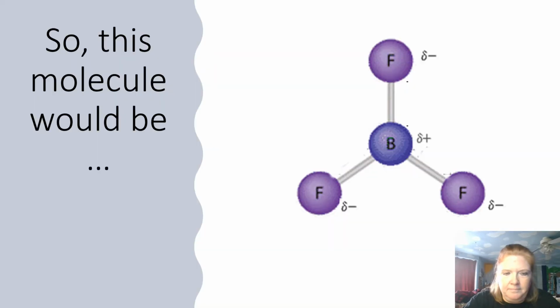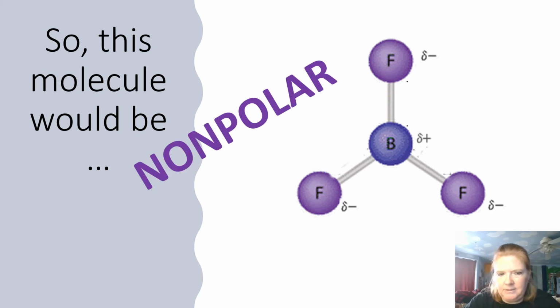So what would this molecule be? Well, we can tell this is a polar bond, a polar bond, a polar bond. It would be nonpolar, equally distributed. Equal spacing between these, equal distribution. So the molecule is nonpolar, even though the bonds are polar.